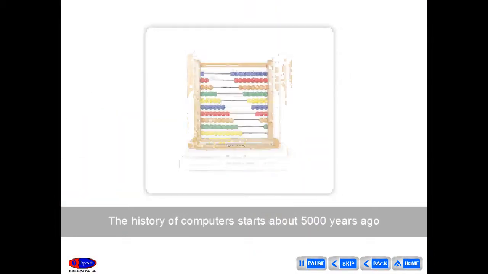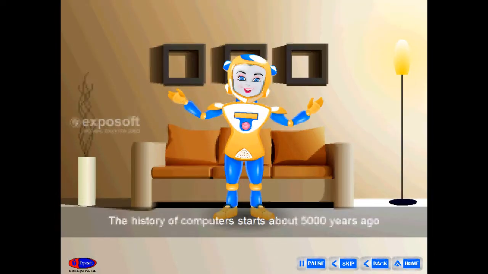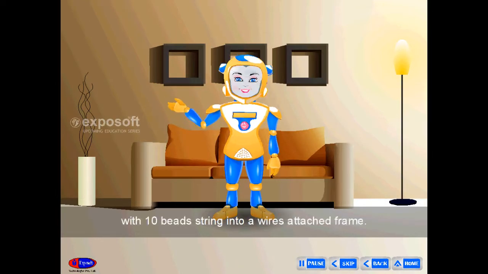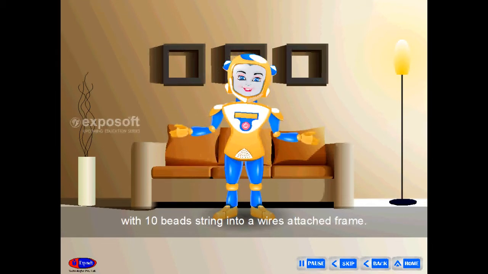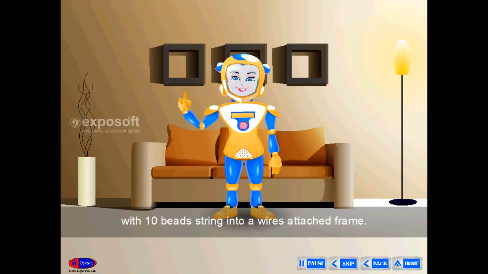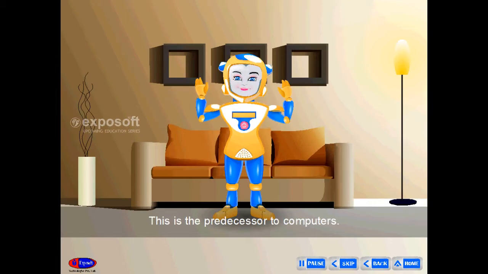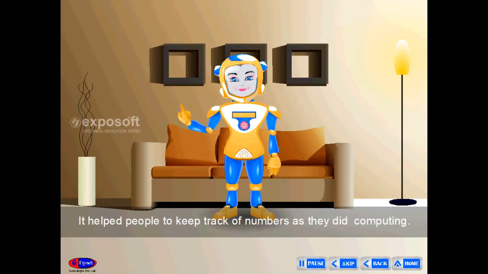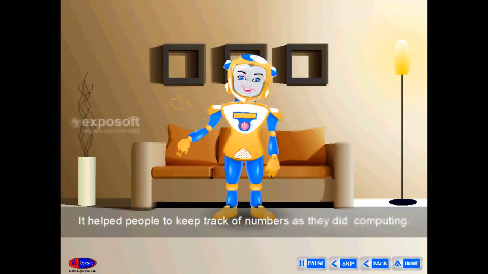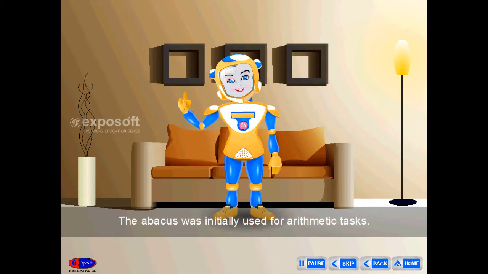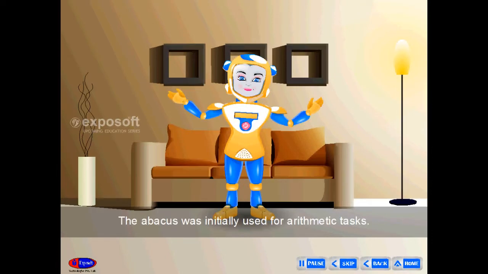The history of computers started about 5000 years ago with the birth of the abacus, with 10 beads strung onto wires attached to a frame. This is the predecessor to computers. It helped people to keep track of numbers as they did computing. The abacus was initially used for arithmetic tasks.